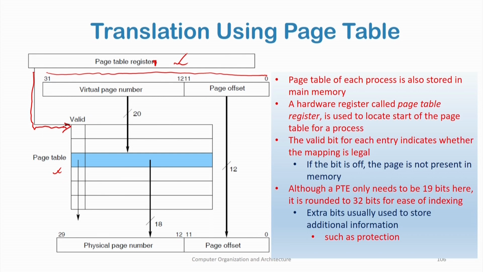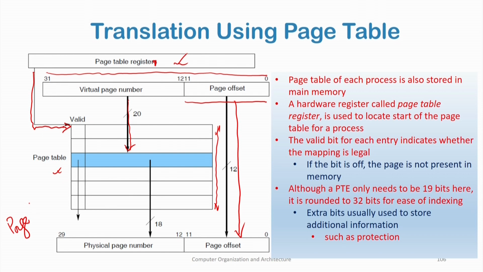Now, this virtual address will be mapped. The offset part of the virtual address will be used directly in the physical address as well, without any modification. Now, I have this 20-bit virtual page number. There are 2 to the power 20 different virtual pages. For each virtual page, I will have an entry in the page table. So, what will be the length of my page table? My page table will have 2 to the power 20 entries.